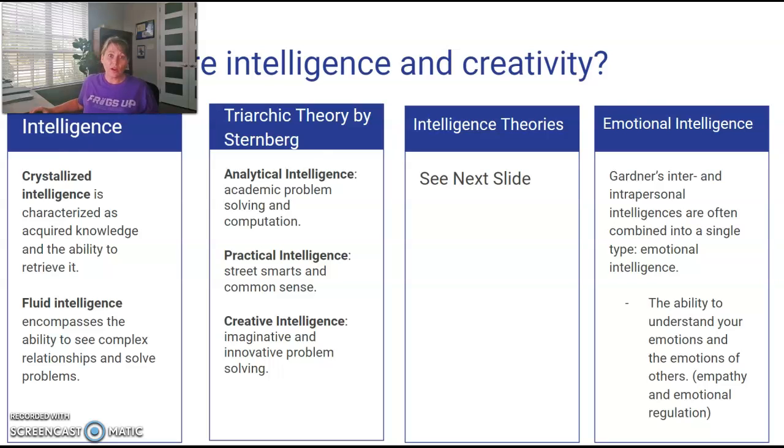Next, what are intelligence and creativity? Intelligence. Crystallized intelligence is characterized as acquired knowledge and the ability to retrieve it. Fluid intelligence encompasses the ability to see complex relationships and solve problems. I think that's pretty self-explaining. Triarchic theory by Sternberg. Analytical intelligence. Academic problem solving and computation.